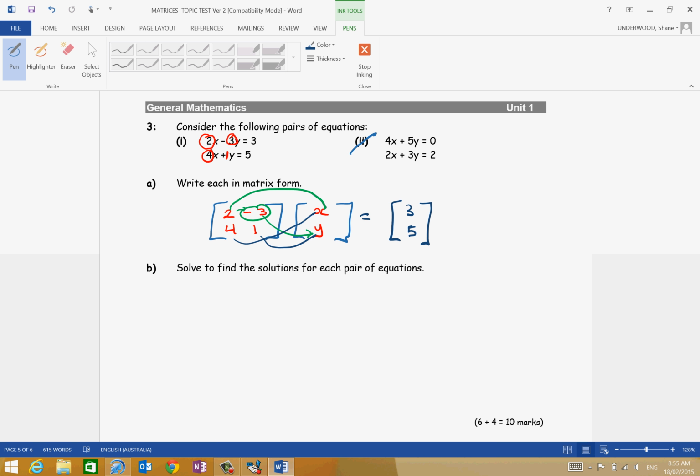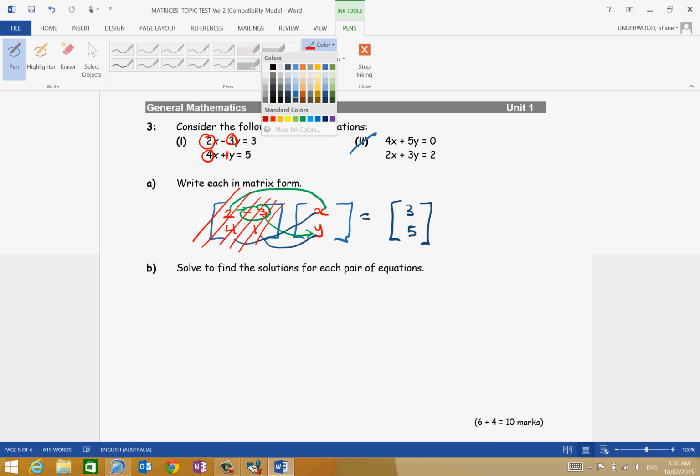Solve to find the solutions. Now we've got to find x, y. The whole point of us doing inverse matrices is that we need the inverse to effectively cancel this out. If we cancel that out, because we use the inverse operation, we're going to be left with x, y.